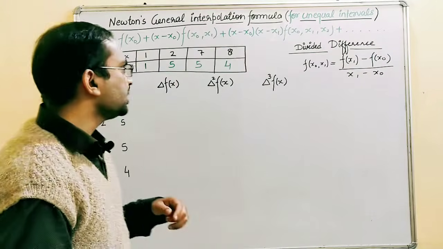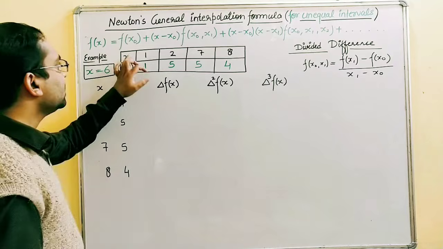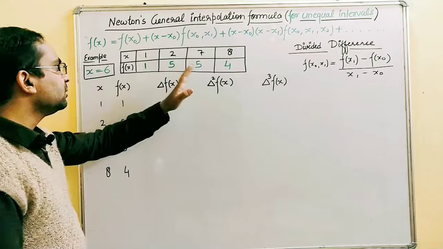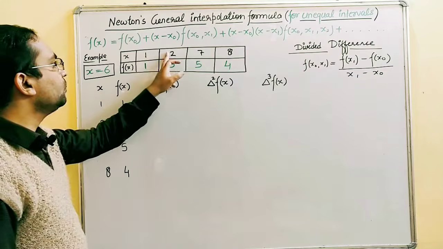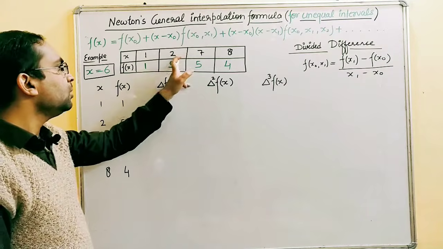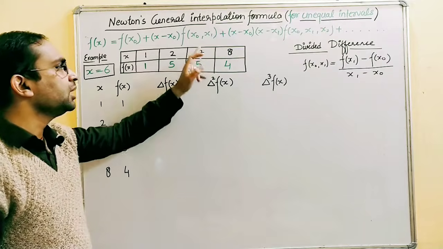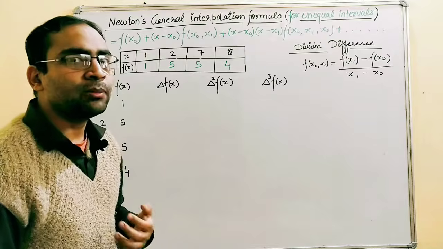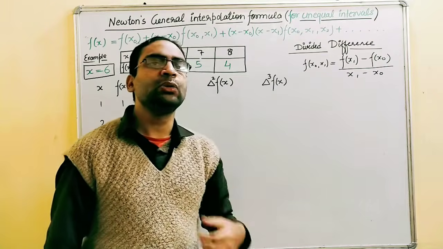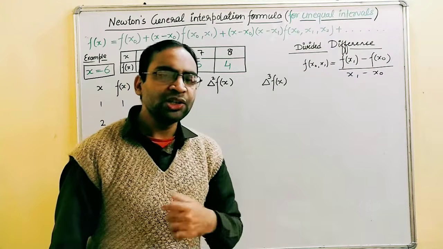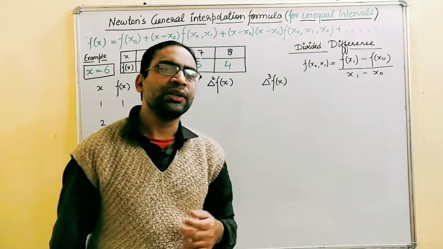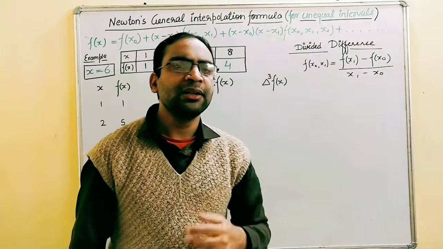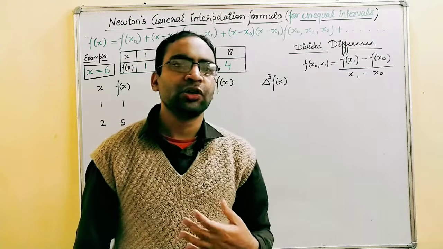For example, let's say we have data values where x is 1, 2, 7 and 8. You can see these intervals are not equal. From 1 to 2 we have a difference of 1, from 2 to 7 a difference of 5, and from 7 to 8 again a difference of 1. So which formulas can we use for unequal spaced data? Majorly we have two formulas. One is Newton's divided difference interpolation formula and the other is Lagrange's interpolation formula.